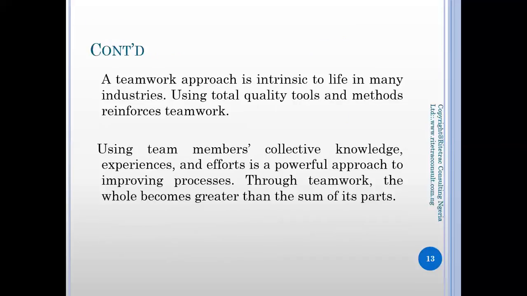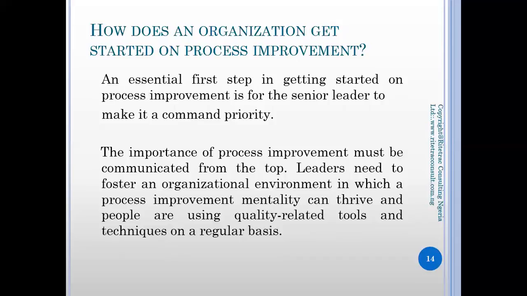A teamwork approach is intrinsic to life in many industries. Using total quality tools and methods reinforces teamwork. Using team members' collective knowledge, experiences, and efforts is a powerful approach to improving processes. Through teamwork, the whole becomes greater than the sum of its parts. So everybody is important.